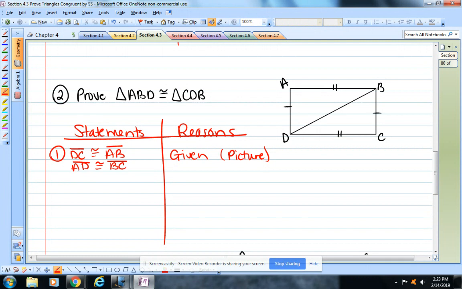I need how many sides to say they're congruent? 3. I can say that DB is congruent to itself, right? And they both have DB in them, right? They reverse the order, but they're the same thing, right? So I can say that. DB is congruent to itself because of what property?